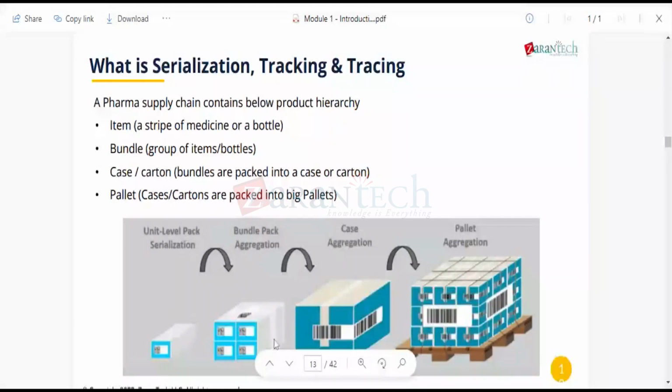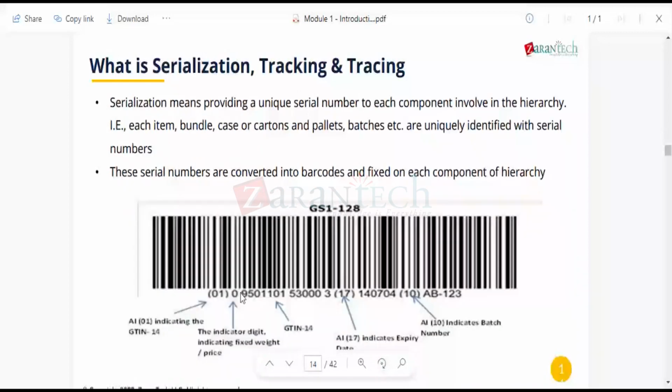Okay. So as I already mentioned, serialization means providing a unique serial number to each component involved in the hierarchy. These numbers are converted into barcodes and fixed on each box, let's say. Now you can see this barcode. When a scanner scans this barcode, this string is the outcome, the reading from the scanner, and this string has different information.